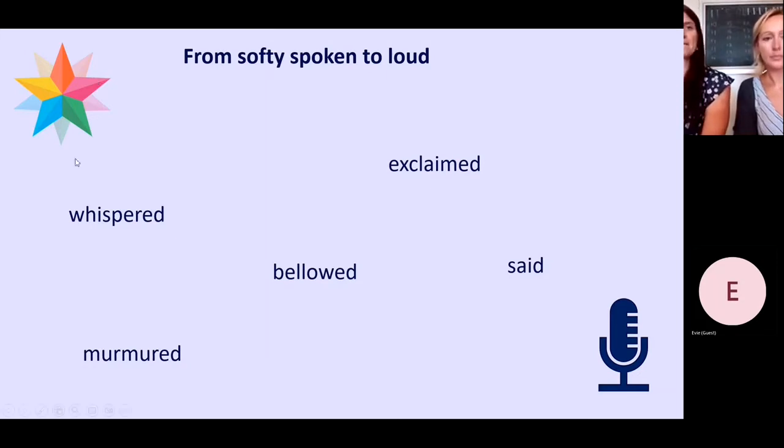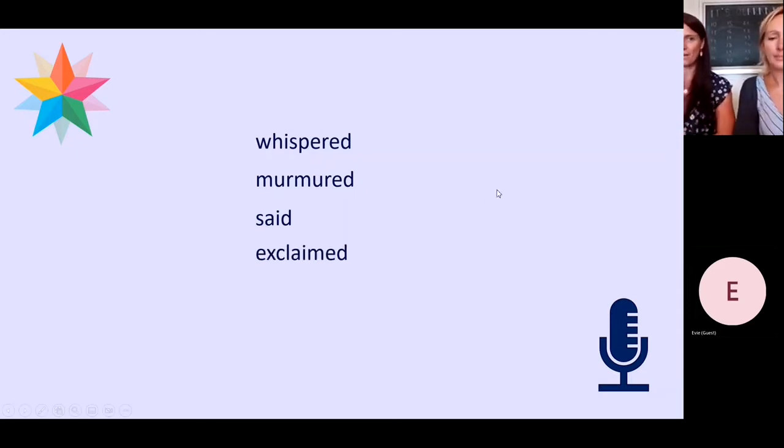Let's have a little look and see if you agree with my order. So we start with whispered. This is the most softly spoken. And we go to murmured. It might be that I heard my brother murmur as he woke up. And then someone might have said something. I said to him, are we going to the beach today? Exclaimed. So we're getting a bit louder, aren't we? A bit more excitable. And then bellowed. Somebody might bellow their excitement about going to the beach.